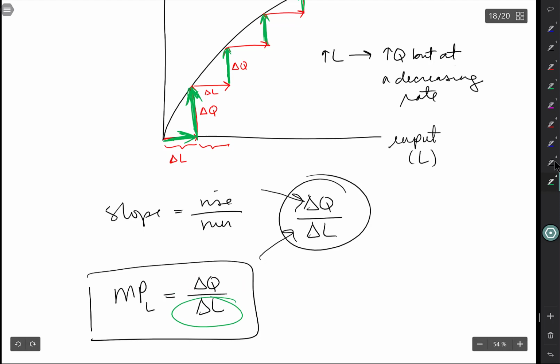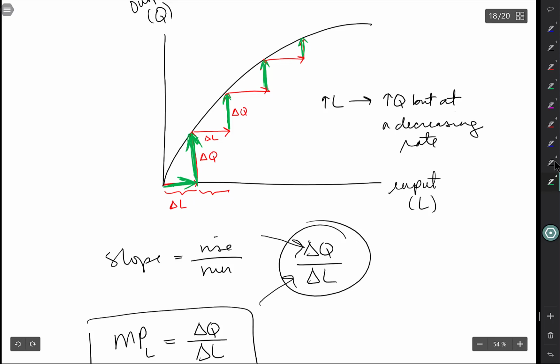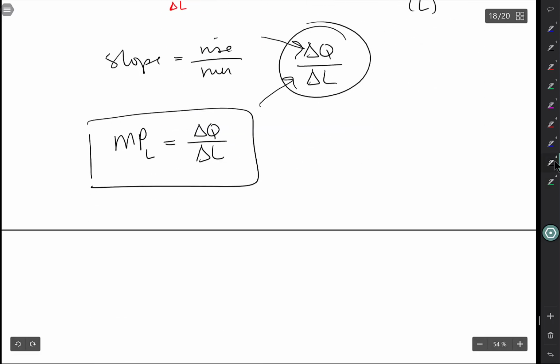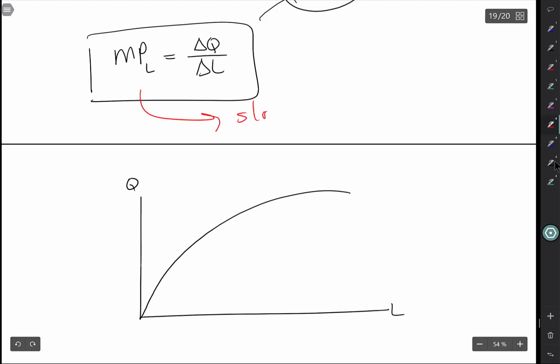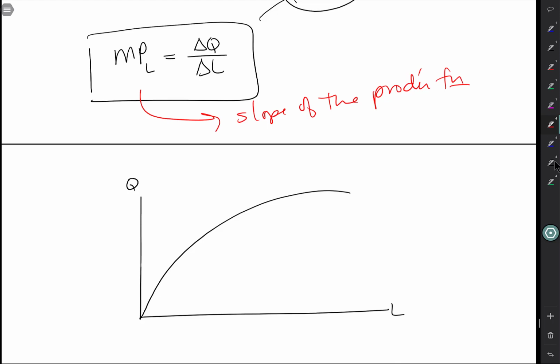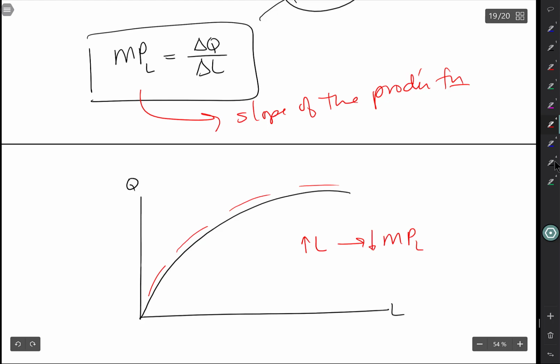In other words, it is the slope of the production function. It is the rate of change of the production function. Let's redraw this production function right here. So here's output as a function of input. Notice that the marginal product, the slope, right? Slope of the production function. The slope of the production function is getting flatter, right? Here's that steep, then that steep, then that steep, and then that steep, right? It's getting flatter. So as we're adding more labor, the marginal product of labor is decreasing.